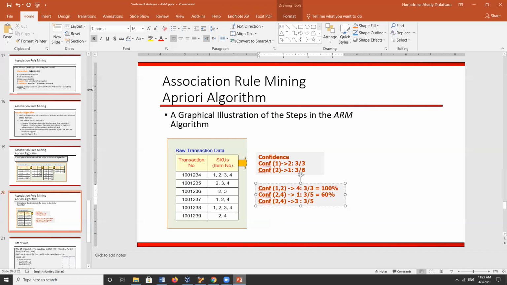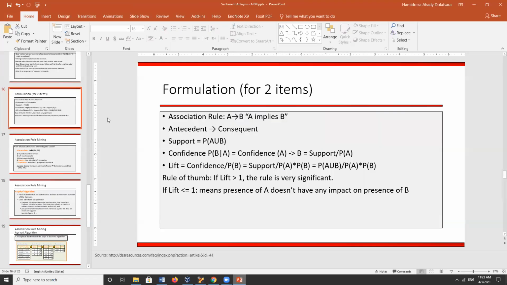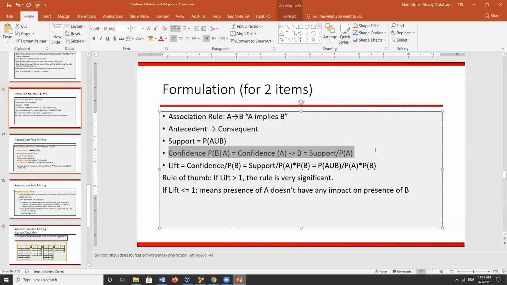Again, no worries, I don't expect you to memorize things. Anytime you can just come back here and see what the formula was. So confidence of A implies B, the probability of B given A, equals support divided by probability of A.